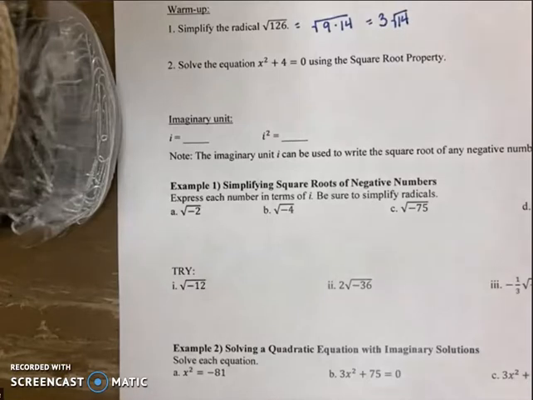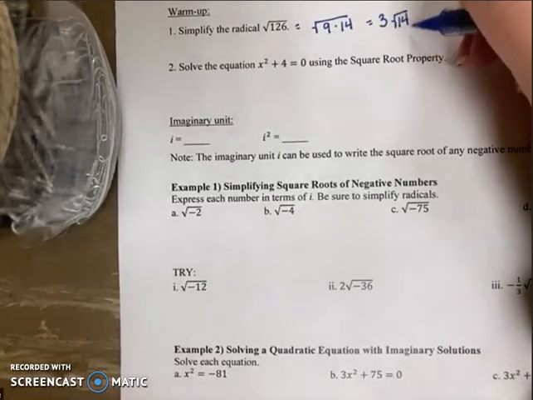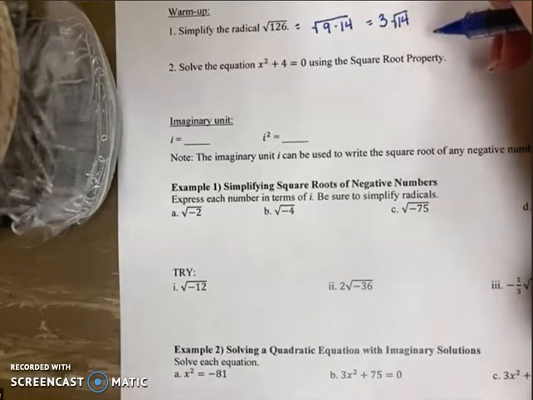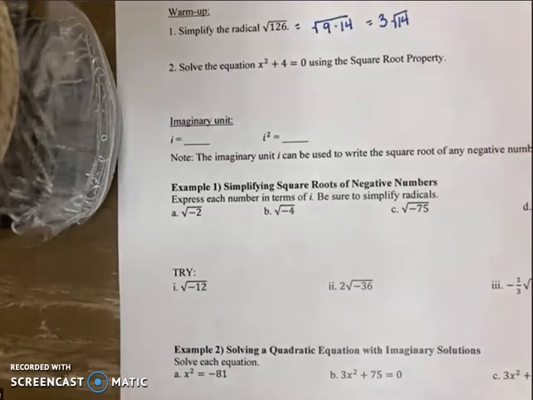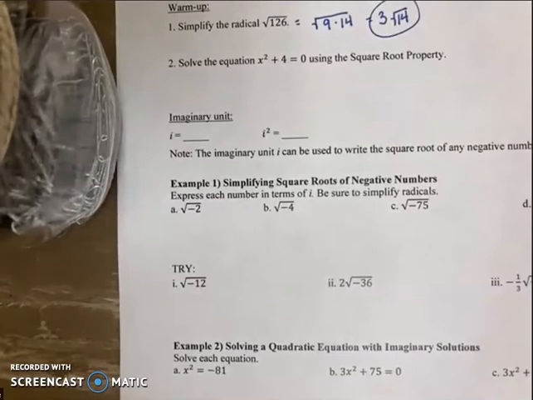Now you can always check and see if it's simplified all the way. If I think about the factors of 14, I have 1 and 14, 2 and 7. None of those are perfect squares greater than 1, so yes, it is simplified.